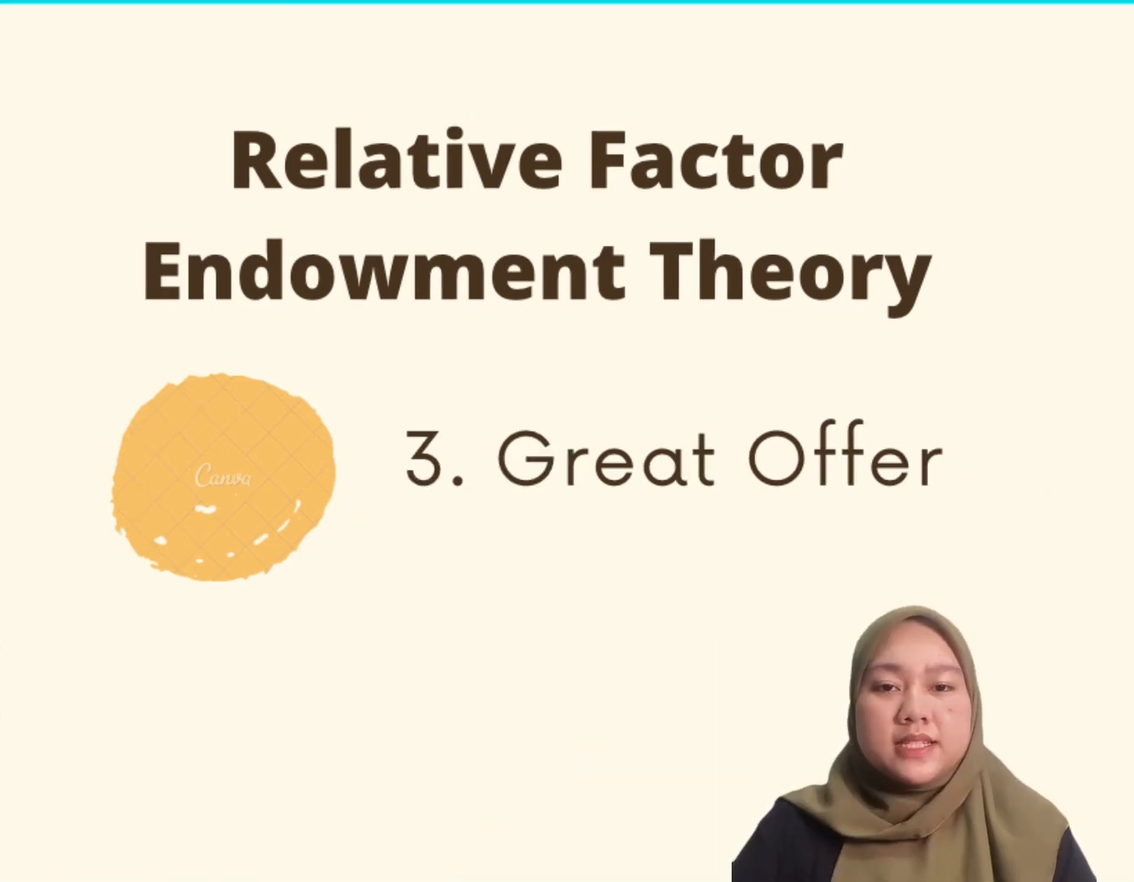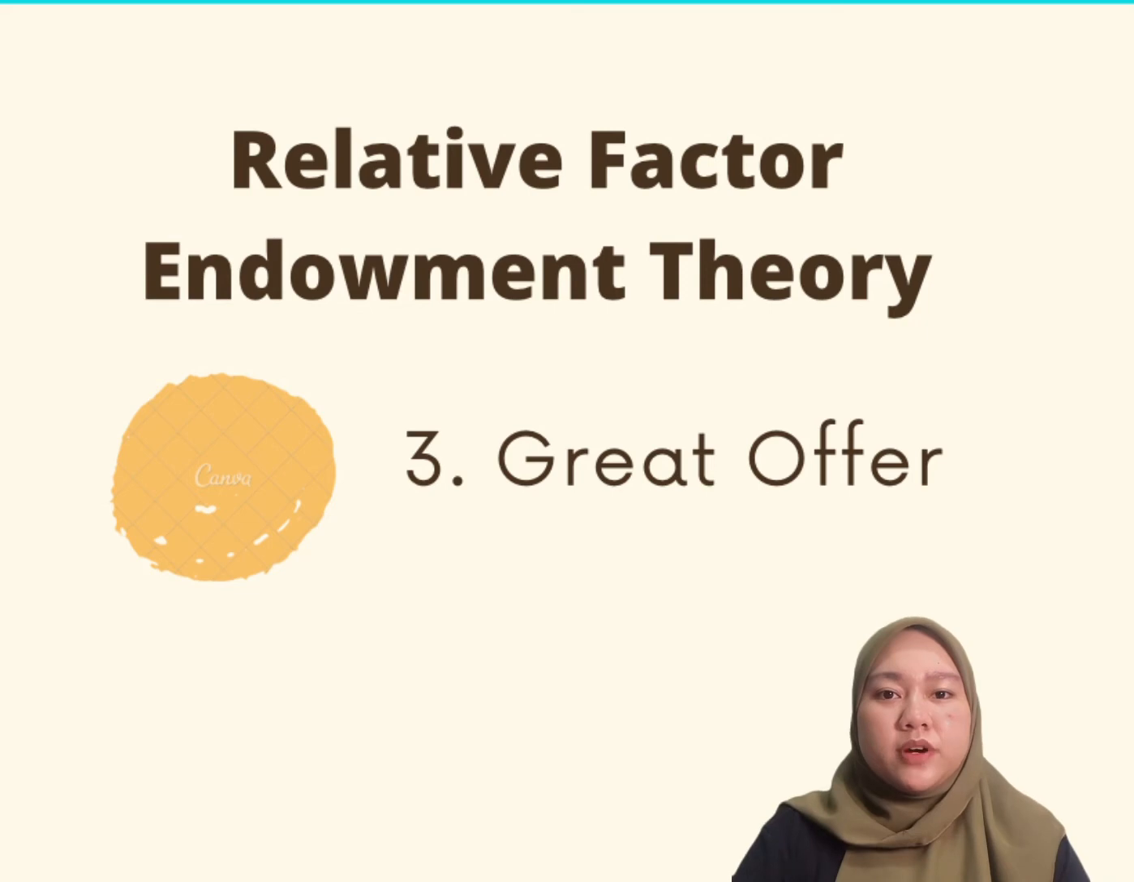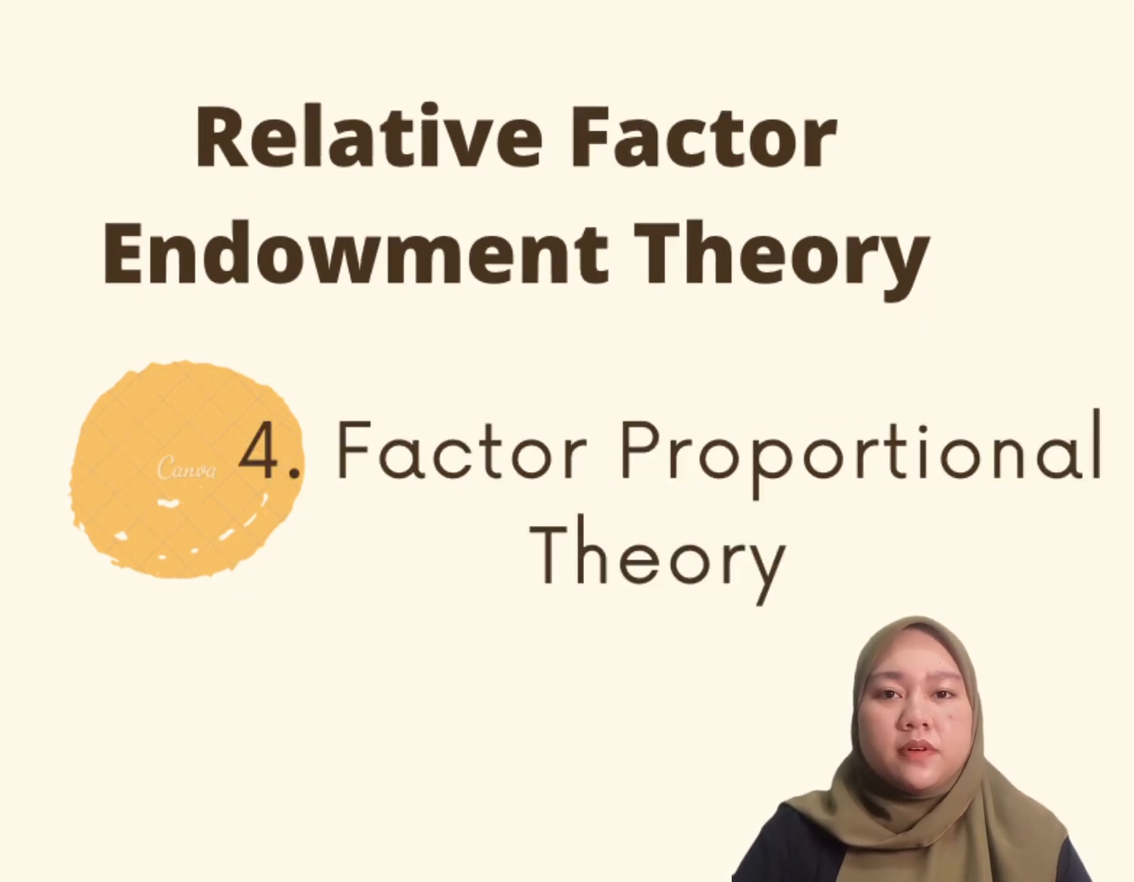Okay, number 3 is the trade offer. Factors that were in great supply relative to demand would be cheaper. Factors in great demand relative to supply would be more expensive. Number 4, factor proportion theory.